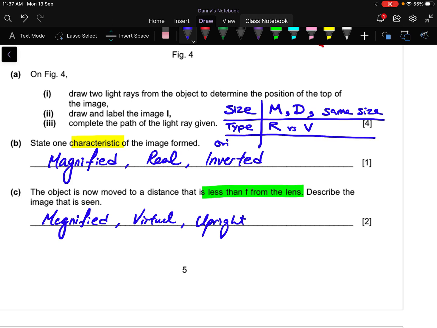Then after that, you will have to talk about the orientation. There are only 2 types: upright versus inverted. So in any question, whenever they talk about image characteristics, they are referring to these three.